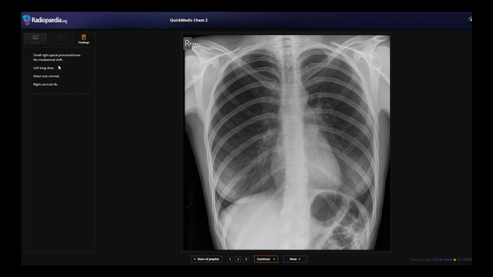So the findings from the official radiologist, who is Ian Bickle, and that's his case number there, so go on and thank him if you've got the time, on radiopedia.org. Small right apical pneumothorax, no mediastinal shift, so that's important. We looked around the cardiac contour and there was no shift of the trachea either way that would have indicated tensioning. The left lung looks clear, the heart size is normal, and there is a right cervical rib. Indeed, whenever they point that out, there is a right cervical rib right here.